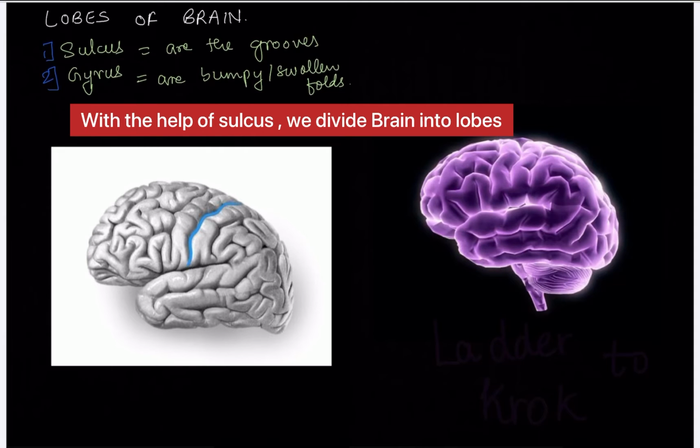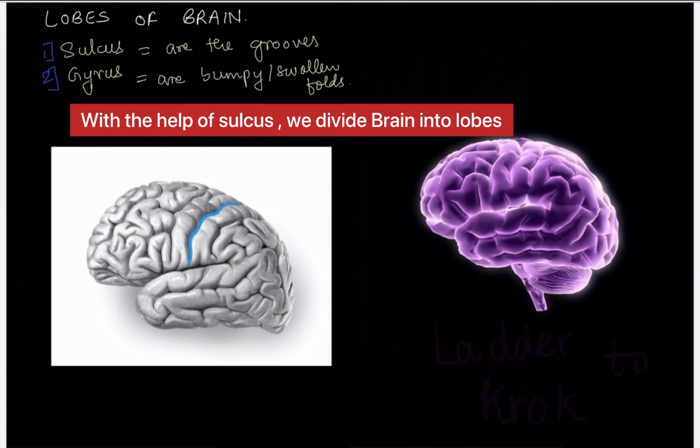The gyrus, these are the bumpy or swollen folds, as you can see in this picture on the left hand side. See, these are swollen folds, right? These swollen folds in medical term is known as gyrus, and the grooves in between, these are known as sulcus. Okay. So with the help of the gyruses, I'll be dividing the brain into 4 lobes.